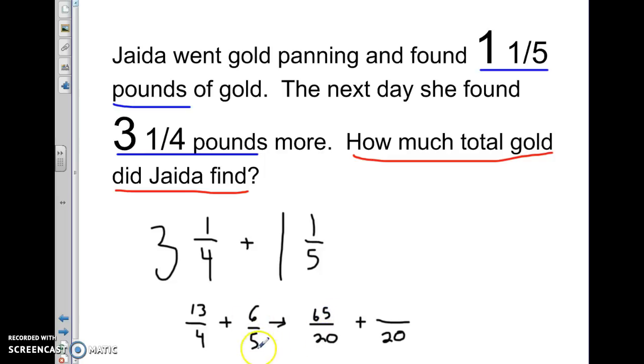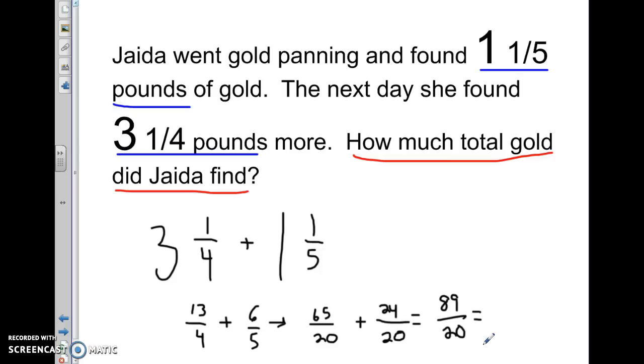Okay. And then this 5, I multiply it by 4 to get 20, which means I have to multiply the top by 4 also. I have to do the same thing on the bottom and top. So 6 times 4 is 24. So that is going to give me 89, right? 89 20ths.